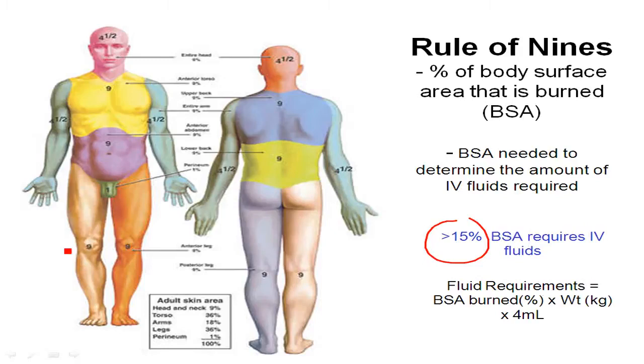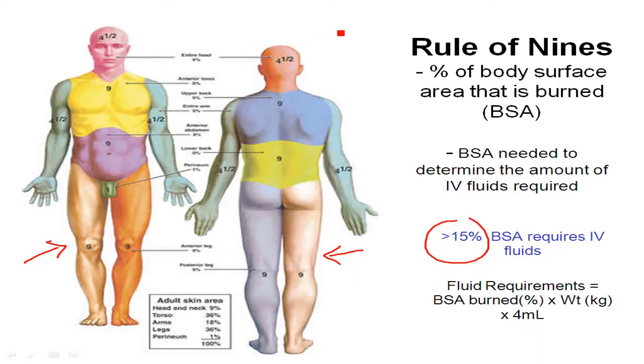If I look at this person's right leg, it's listed as being 9%. That's 9% on the anterior, or the front surface of the leg. Now, if you look at the person's same right leg, it's also 9% on the posterior surface of the leg. So the entire right leg would be 18%. So keep this in mind as you learn the numbers.